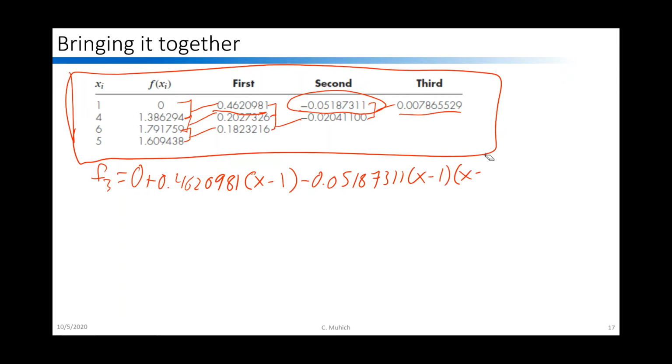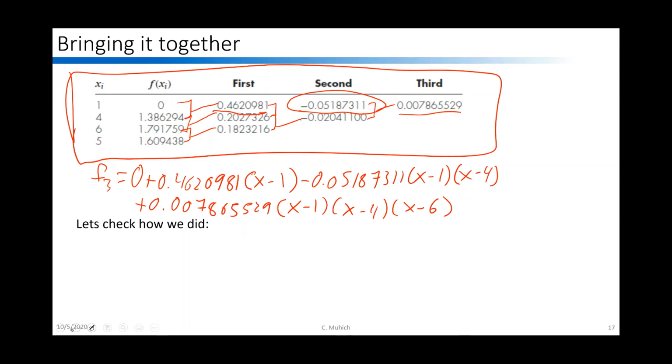x minus x2, x2 was negative 4. I then pull in my third term, which I'm going to have to go down here, plus 0.007865529. And then I repeat all of those terms, x minus 1, x minus 4, x minus x3, in this case, was 6. Right? So this gives us now an equation, our Newtonian interpolation equation.